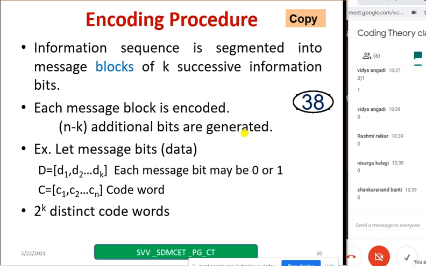Whether n is a bigger number or k is a bigger number, can you type in the chat box? n is greater than k or k is greater than n? You can type in the chat box. Any one, n is greater. Very good. I think all are active in the class. Why is n greater? Common sense. k bits plus parity bits becomes n bits, so automatically n will be greater. Okay. Thank you for your answers. Let me go to the next.